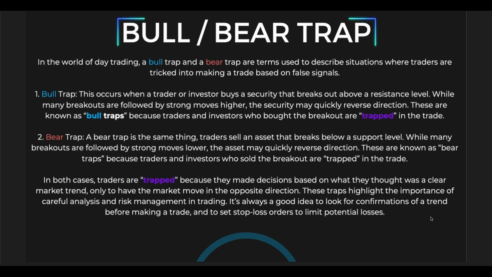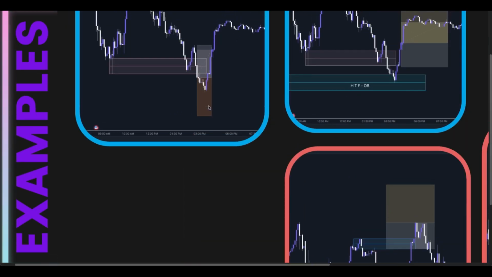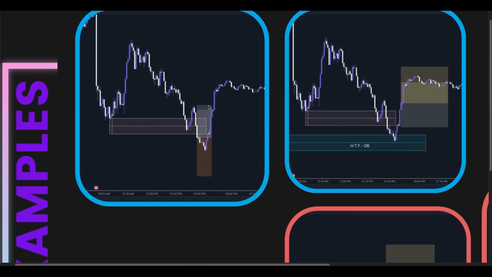It's always a good idea to look for confirmations of a trend before making a trade and to set stop loss orders to limit potential losses. In other words, just set a stop loss to limit further loss than what you would already have. So here is a quick example of what a breakout or a false breakout would look like, right? A bear trap.